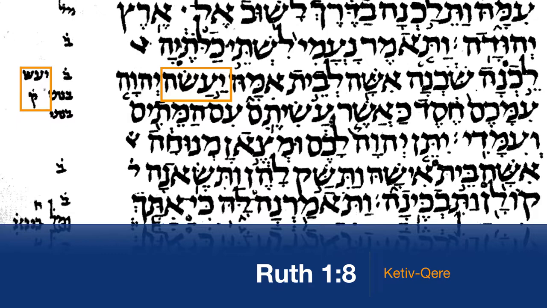Lekna, shovna, isha, labet imu, ima. And then here's the word, ya'atz, Adonai, imakim, chesed, right? So this is Ruth speaking to her daughters-in-law, may Yahweh do hesed with you. But notice the written text clearly says, Yaaseh Adonai imakim hesed. Yahweh will do hesed to you. Or y'all, for the Southerners.